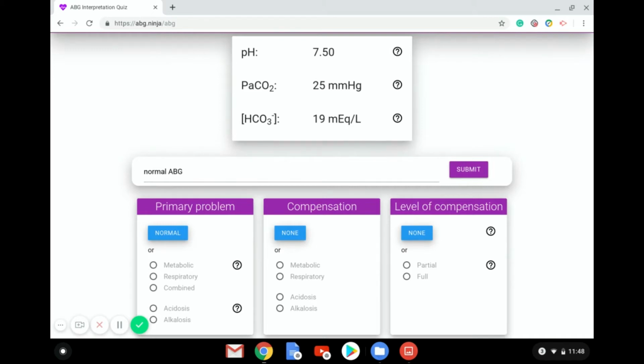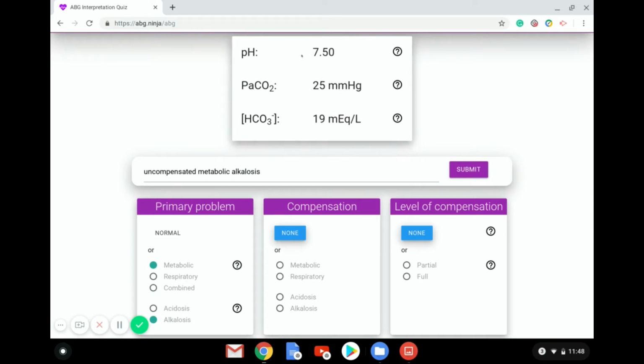So the first thing again that we look at is the pH. That pH gives us an indication if we're dealing with acidosis or alkalosis. We look at the pH, it's 7.5, which is above the acceptable range of 7.35 to 7.45. So that 7.5 is high, which would mean this would be alkalosis. Right? Now we have to figure out whether it is respiratory or metabolic. There's another one, combined, and we'll get into that in another video. But right now we're just going to deal with respiratory or metabolic concerns.